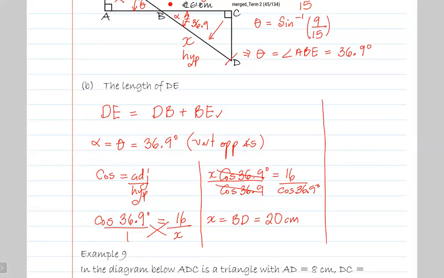Stay with me. So now to complete the question, I'm going to say DE, which is what we're asked to find, is equal to DB, which is 20 centimeters, plus BE, which is 15 centimeters. DE is 35 centimeters long. And DE is what we were asked to find.